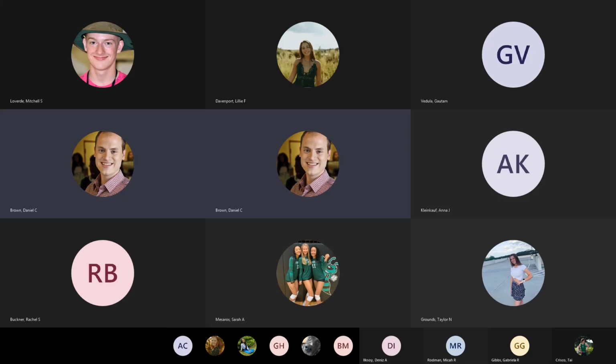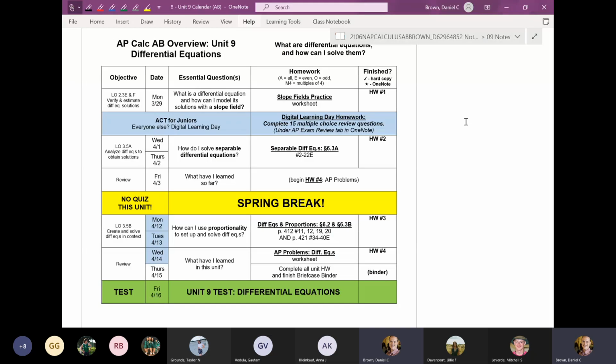Slope fields and what is a differential equation, just different things you could do with them, from tangent lines to figure out when it's increasing and decreasing and things like that. Big topic, and if you don't pick up anything this unit, solving a separable differential equation is the most important topic that we have in this unit. It will be multiple times on the AP exam.